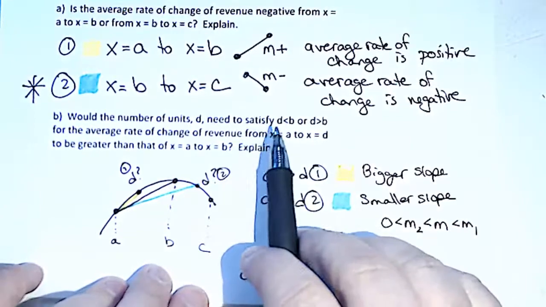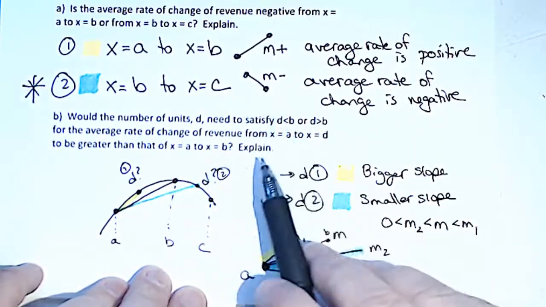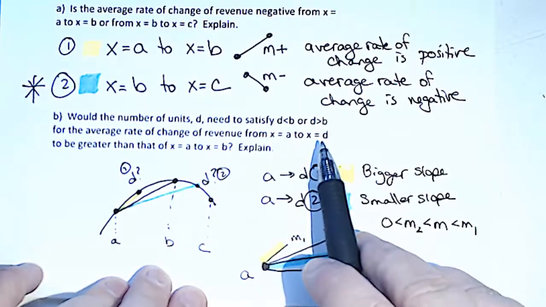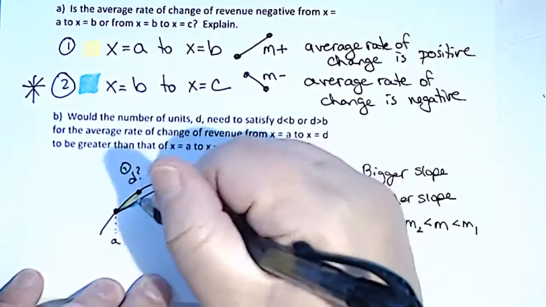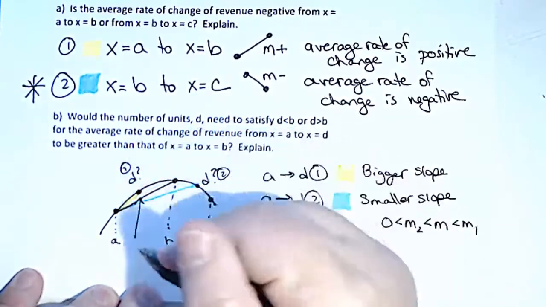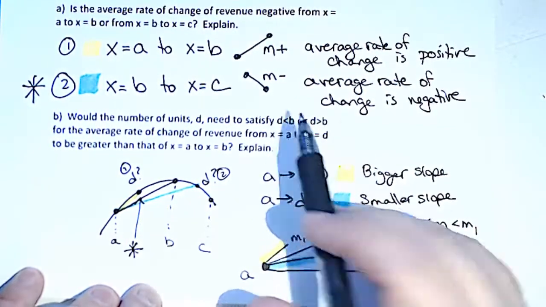So we want the average rate of change of revenue from x equals a to this new point D to be greater than this one. So we have to pick this point. This is the one we're interested in. So we need to choose that D is less than B.